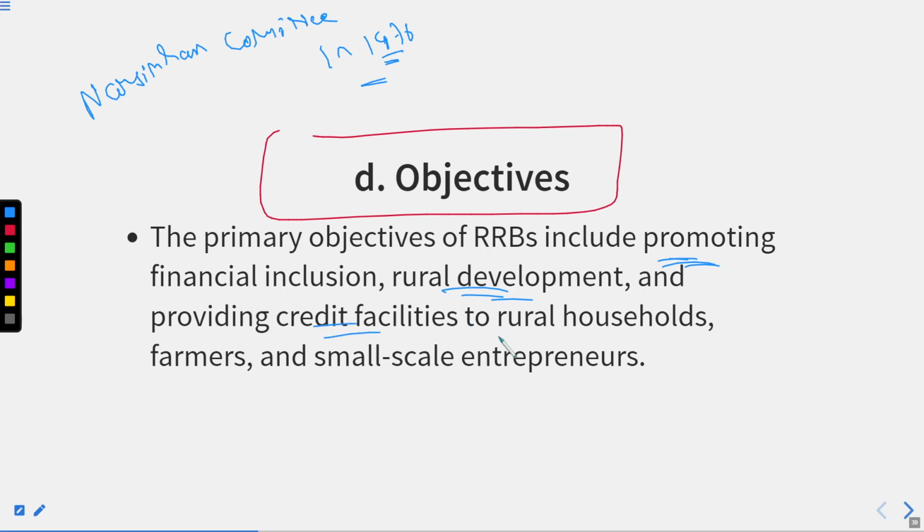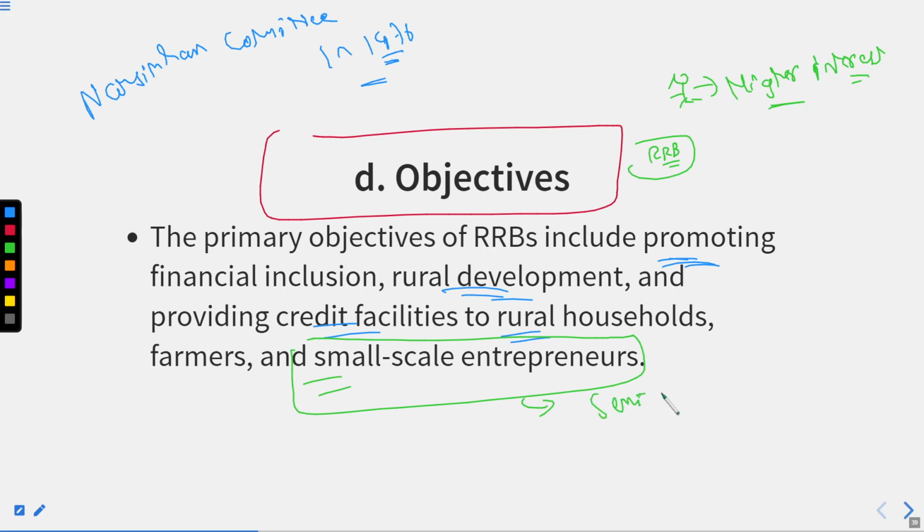Okay. Providing credit facilities to rural households. It means that small farmers who could not afford the higher interest rates of traditional banks for agriculture loans could use the RRBs for getting subsidized loans or loans at a lower interest rate. Okay. And small-scale entrepreneurs, it means that the entrepreneurs who are situated in semi-urban areas also fall under the category of people who could not bear the high interest rate, so they could also take the help of the RRB to facilitate their business by getting credit lines.